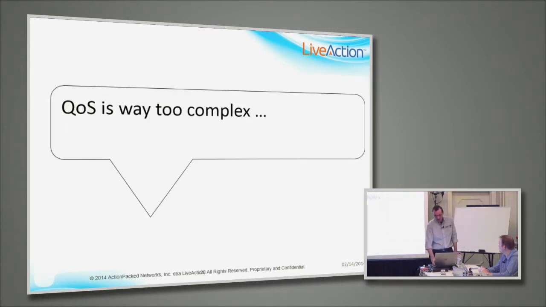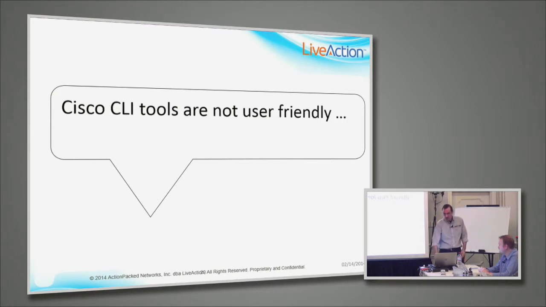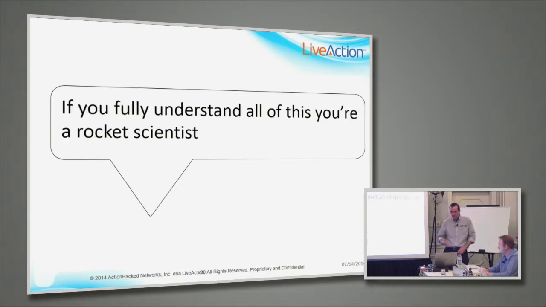These are some of the comments that I heard during the conference. QoS is way too complex. Cisco CLI tools are not user-friendly. And if you fully understand all this, you're a rocket scientist. So we're thinking, I don't think the Marines are going to be able to figure this out when they're in battle, and they're not going to have time to crack open that Cisco manual.